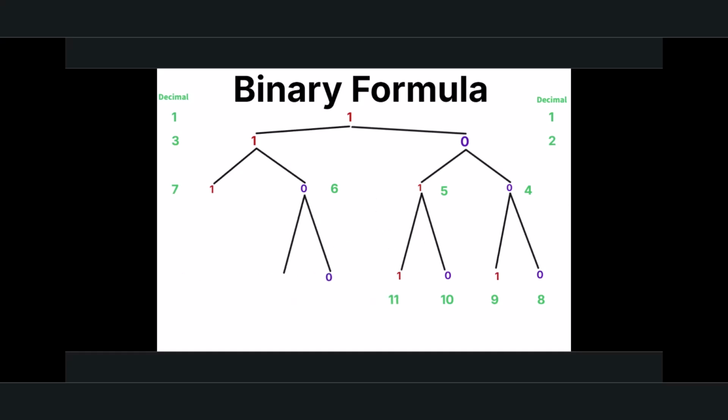If I have 1, 1, 0, I can add a 0, and the value becomes 12. I can add a 1, and the value becomes 13. If I have 1, 1, 1, and I add a 0, it will become 14, and if I have 1, 1, 1, and a 1, it becomes 15.